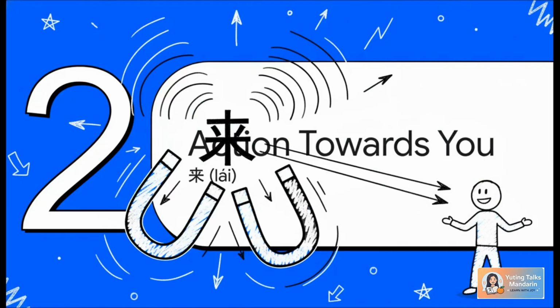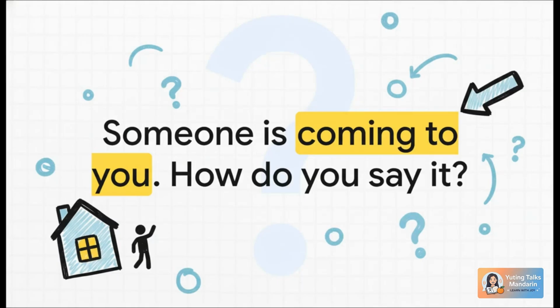First up, we've got an action coming towards you. The word you need is lai. A great way to think about lai is kind of like a magnet. It just pulls the action right to you, wherever you happen to be. So let's put this into practice. Picture this. Someone is on their way to meet you. How would you ask about that? Let's say you're at home and you're wondering when they're coming back to where you are.